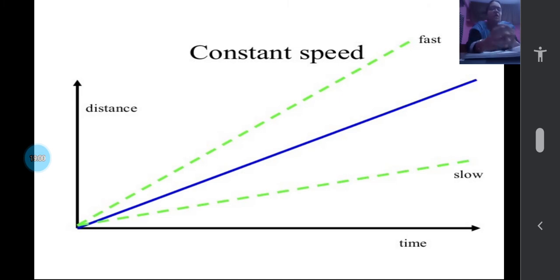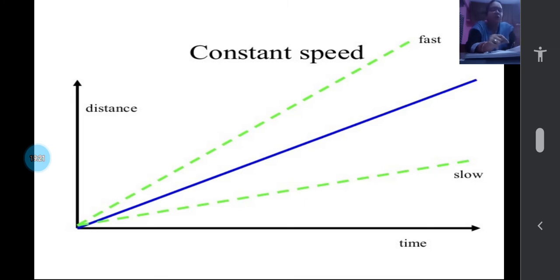Here also you can think. For example, see here, one is mentioned as moving slow and one as fast. The fastest will always be closer to the y-axis. Why? See, you select a particular time on the x-axis, for example, 4 minutes or 5 minutes, or any one particular time.